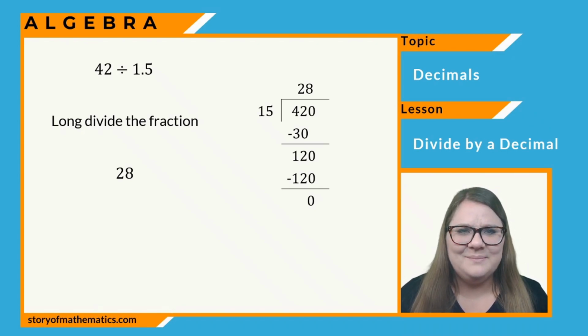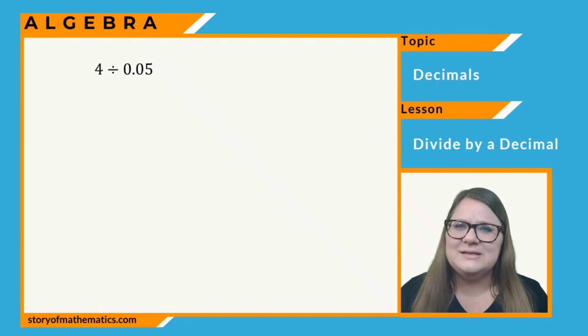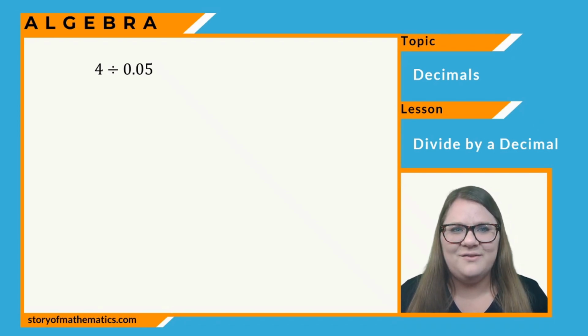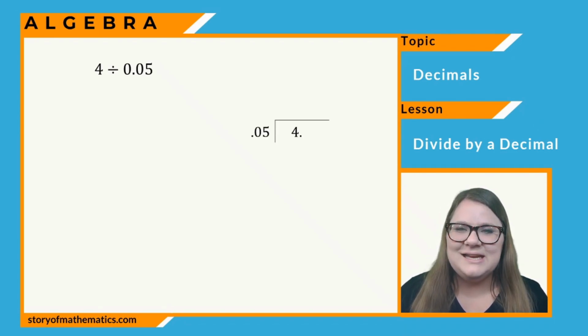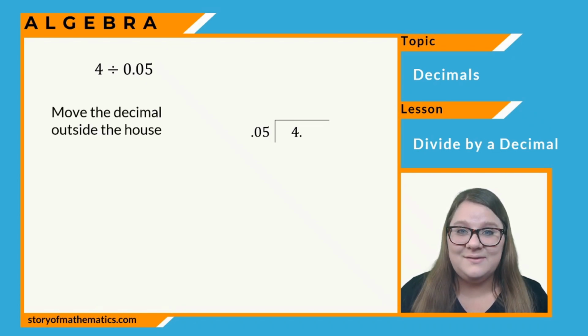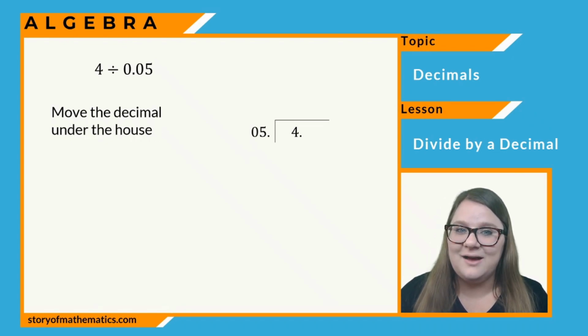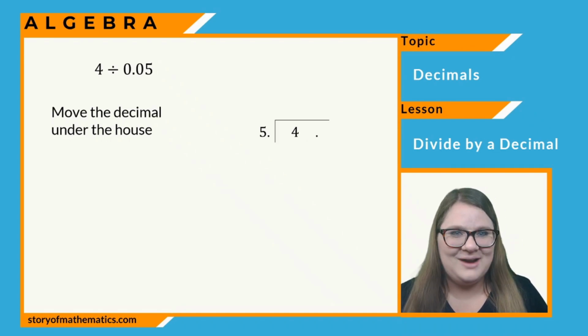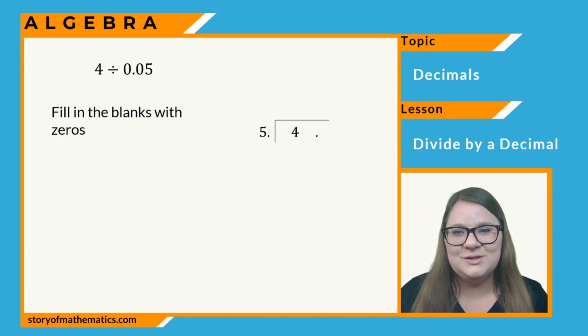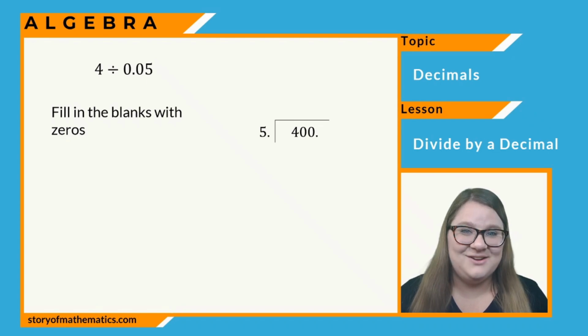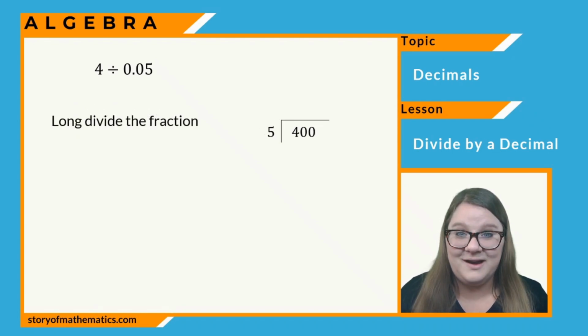Let's try another one. What if I asked you to find 4 divided by 0.05? I'm going to start by writing this in the long division format, including 4 point instead of just 4. Now I need to move the decimal outside of the house. So I move it once, twice over, which means I'm also going to move the decimal under the house once, twice. And I'll fill in those 2 blanks that I just created with zeros. So this is really the same thing as 400 divided by 5.